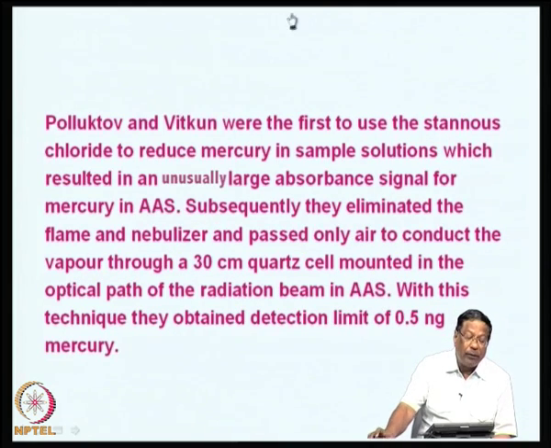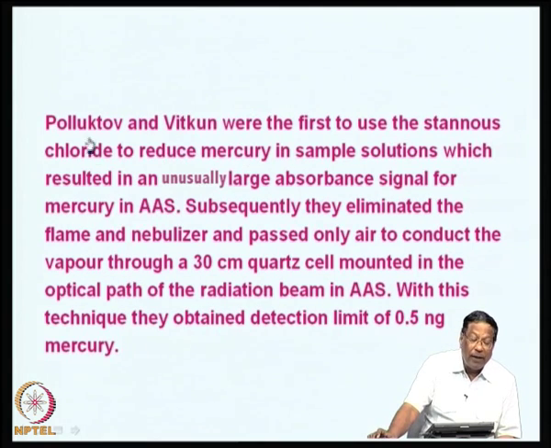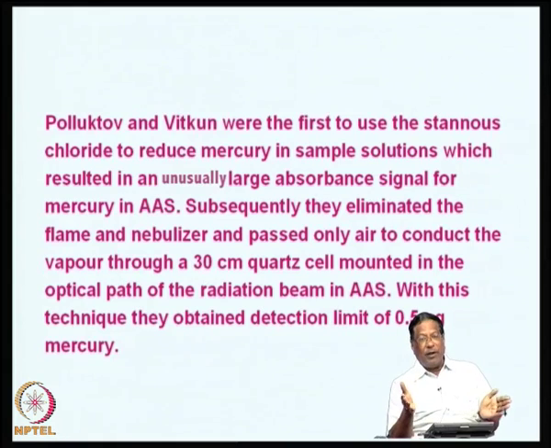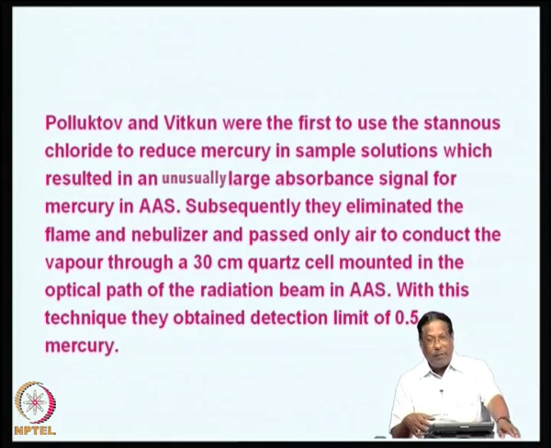So, now we will continue the discussion regarding atomic absorption. Politkov and Witkun were the first to use stannous chloride to reduce mercury in sample solutions, which resulted in an unusually large absorbance signal for mercury in atomic absorption. What they did was, basically you take mercury and determine, as usual in atomic absorption, by nebulizing a sample, and they get some amount of signal.